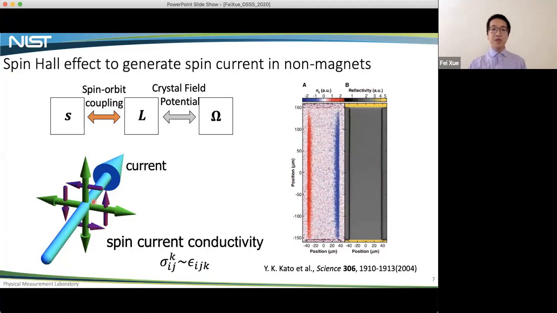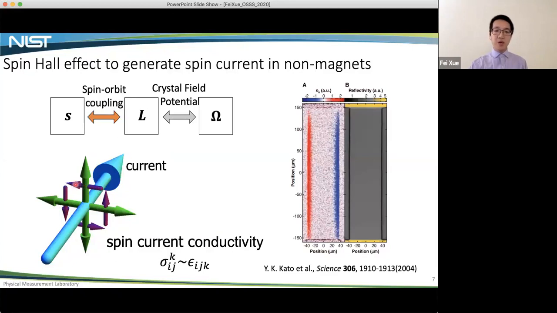So the spin Hall effect is very similar to the anomalous Hall effect, which is well studied and was discovered more than 100 years ago. The spin Hall effect has this schematic description here. I draw here. So when we apply a charge current, there is a spin current flow also excited by this charge current going perpendicular to the current direction.